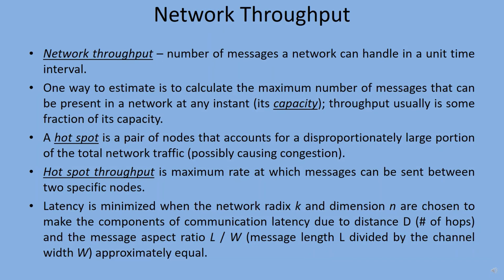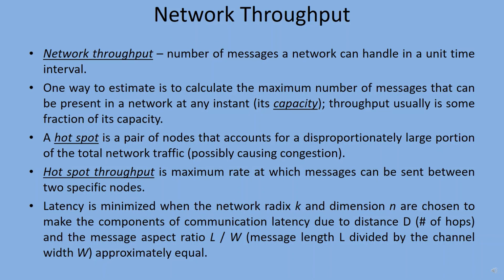Network throughput is the number of messages a network can handle in a unit time interval. One way to estimate is to calculate the maximum number of messages that can be present in a network at any instant. Throughput usually is some fraction of its capacity. Hotspot is a pair of nodes that accounts for a disproportionately large proportion of the total network traffic. Hotspot throughput is maximum rate at which messages can be sent between two specific nodes.